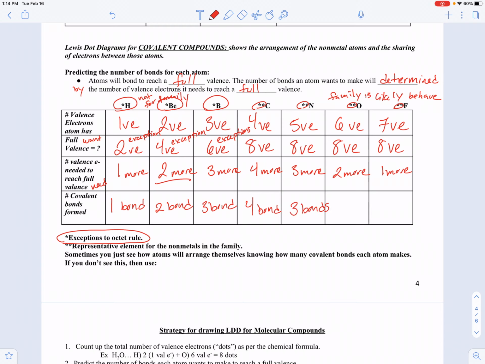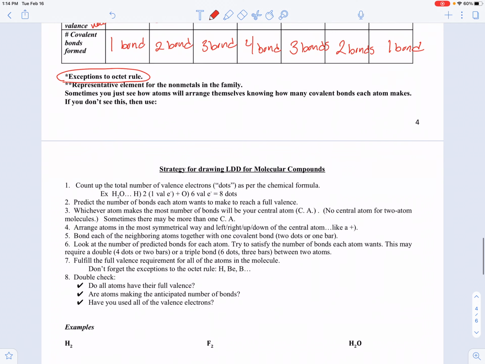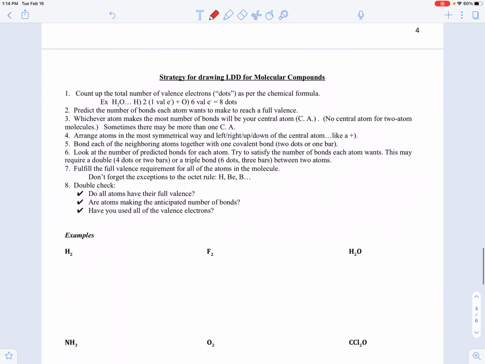You're going to find this really helpful, I promise, in the future. Oxygen's going to make two bonds. And because the halogen family wants one more, they're going to end up making one bond. So we're going to use this as part of our strategy for figuring out what the Lewis dot diagram for covalent compounds looks like. And in addition to that table that we just filled out, I've got a list of additional tips that might make it easier for you to draw the Lewis dot diagrams.